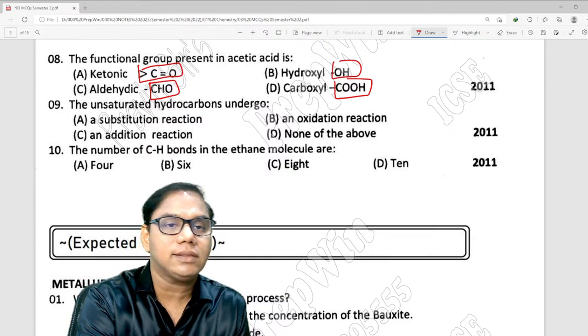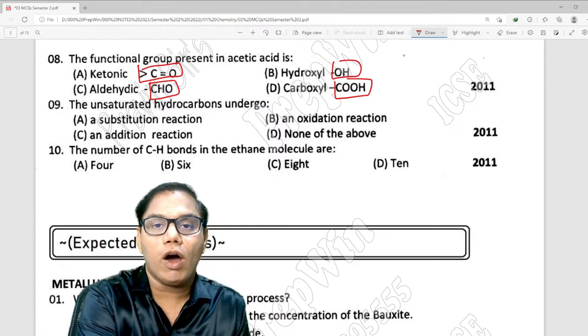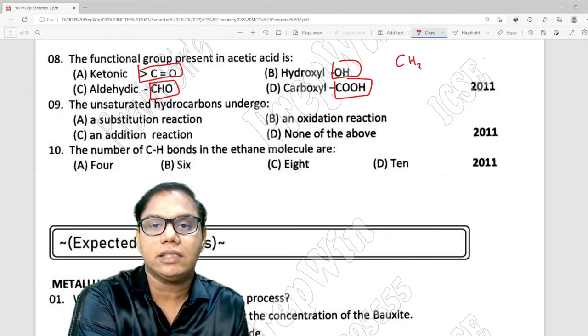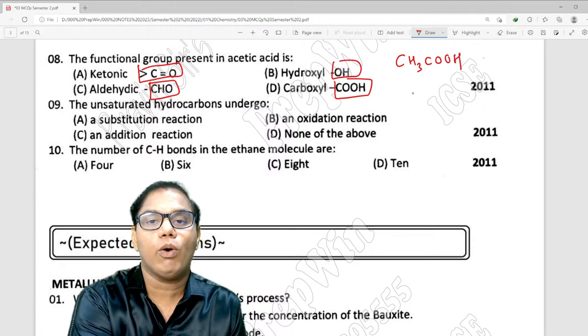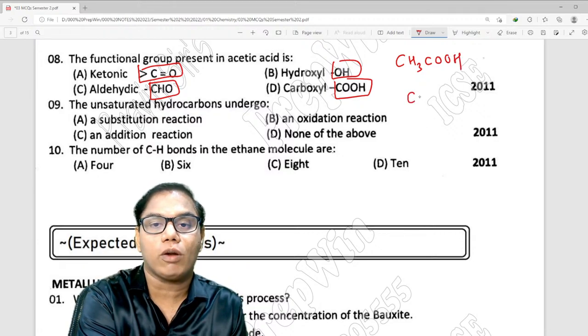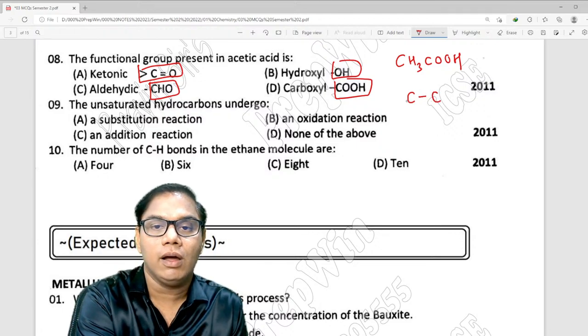Correct answer is what? Acetic acid. Formula of acetic acid is CH3COOH. If you write a structural formula, exam mein iska structural formula bhi pucha ja sakta hai.